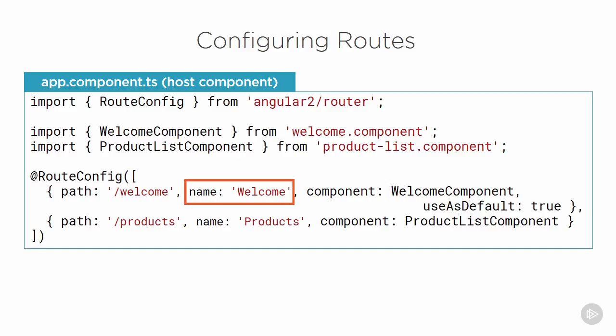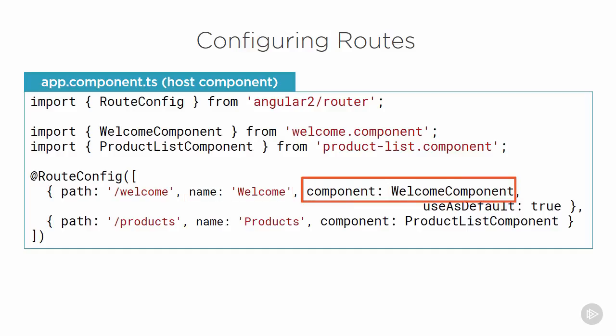The name must be in Pascal case, meaning the beginning letter of each word is capitalized, including the first letter. Otherwise, the router confuses the name with the path and generates an error. The component property is the component associated with this route. When the route is activated, this component's view is displayed. Note that this is an actual reference to the component, not its string name, so each referenced component must be imported. There is also a UseAsDefault property. We use this to define the default route. The default route is displayed when no other route is activated.